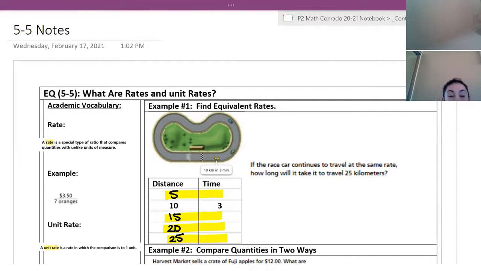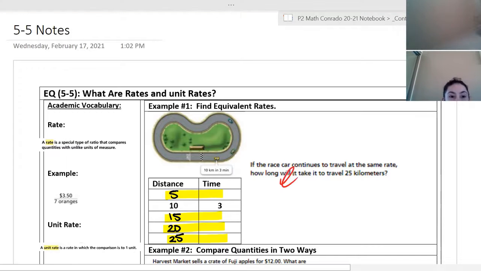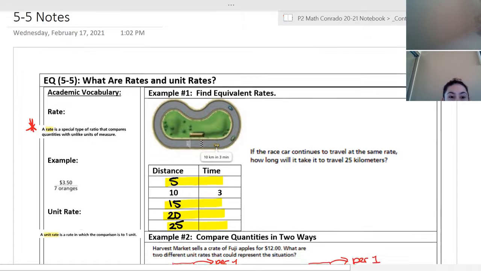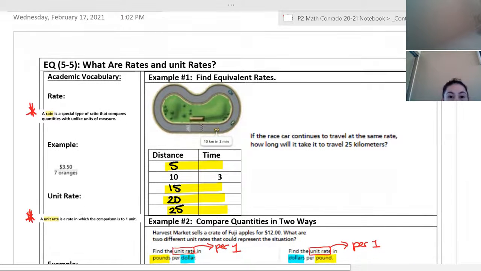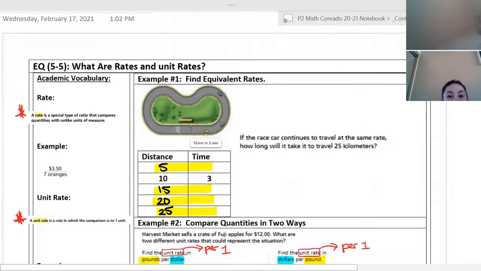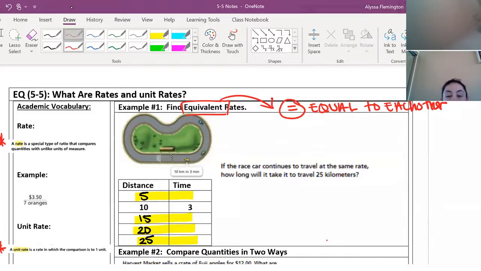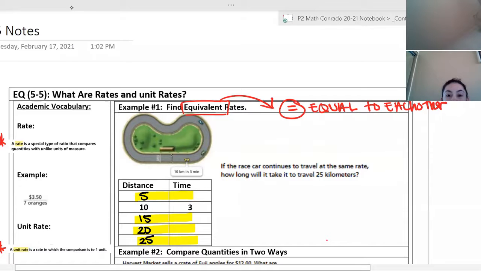What are rates and unit rates? So remember that our academic vocabulary is on the left. You should already have these in your notes for rate and unit rate. So now let's jump into example number 1 for finding equivalent rates. Okay, this is what we're going to be focusing on. Just find rates or two ratios that are equal to each other.